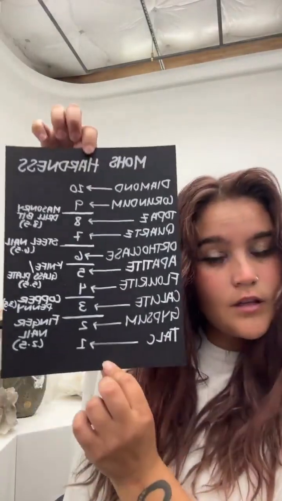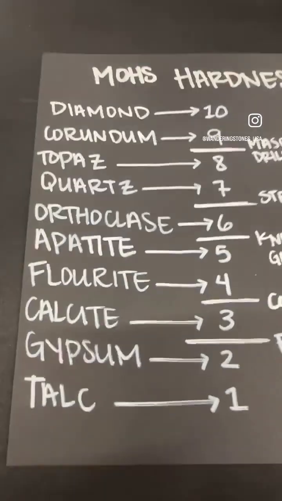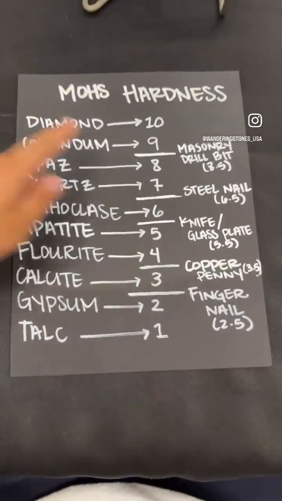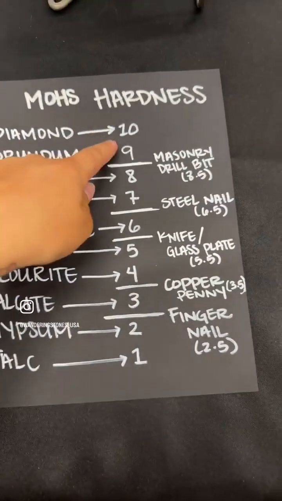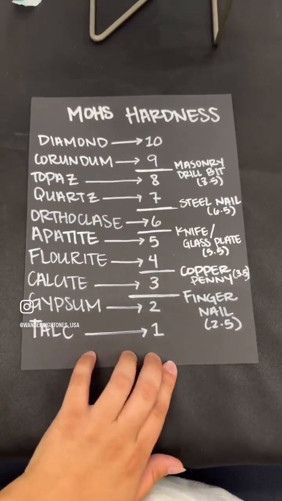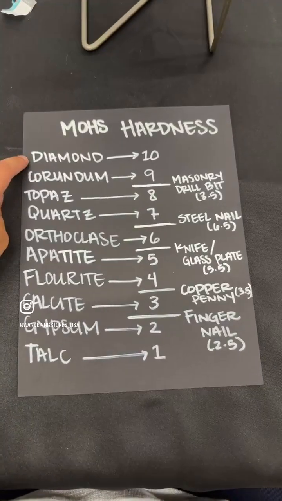For those of you who have never heard of Mohs hardness, we're just going to go through the basics of it. Is this going to be backwards? I think it is. Okay. So I wrote down a little sheet of the different levels of Mohs hardness. I'm so nerdy. I'll show you guys right now. The Mohs Hardness Scale is broken up into levels 1 through 10, with 1 being the softest and 10 being the toughest.